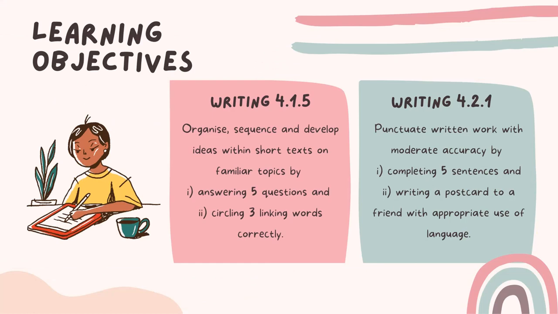There are two learning objectives for today's lesson. The first one is writing 4.1.5, where you need to organize, sequence, and develop ideas within short texts on familiar topics by first answering 5 questions and second, circling 3 linking words correctly. The next one is writing skill 4.2.1, where you need to punctuate written work with moderate accuracy by completing 5 sentences, and second, by writing a postcard to a friend with appropriate use of language. So let's head into our lesson.